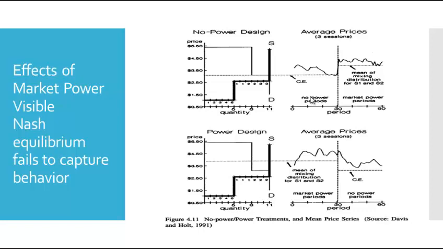In the bottom design, you have market power in the first 30 periods and no power in the remaining 30. So in the market power, again you have high prices. When you switch to no power, the prices do decline in the posted price offer, but they don't go all the way to competitive equilibrium. They stay comfortably above competitive equilibrium.